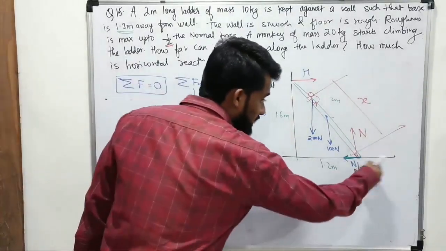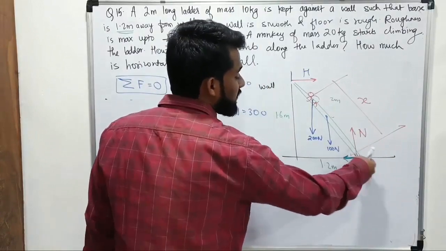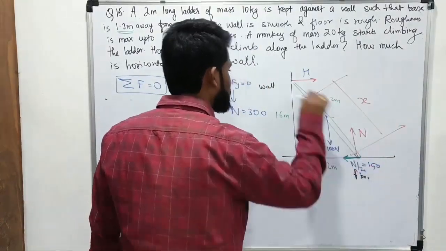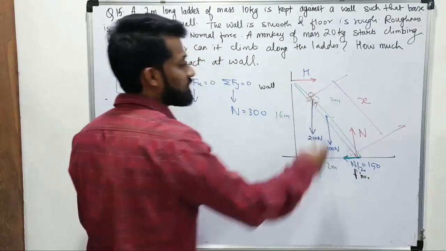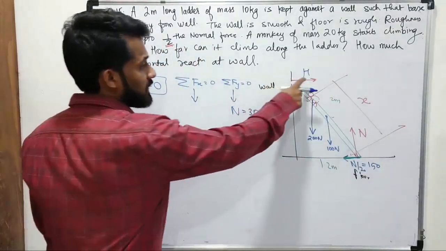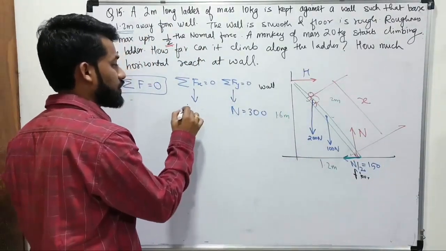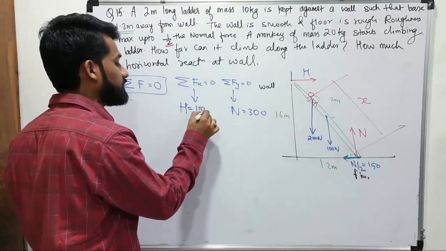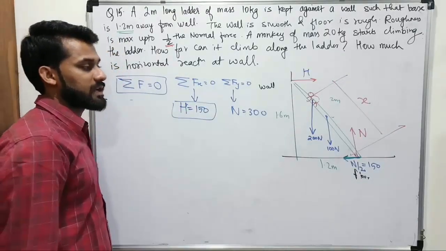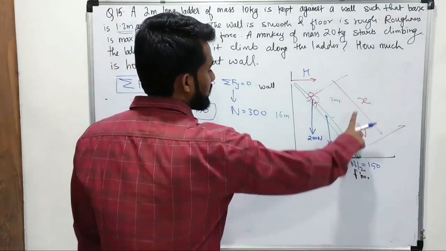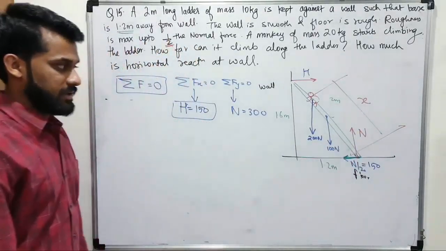And the friction is maximum up to half the normal reaction. So it should be 150. So this should also be 150. The 150 will cancel out, so even this one should be 150. So the horizontal reaction should be 150. The normal reaction at the vertical should be 300 Newton.